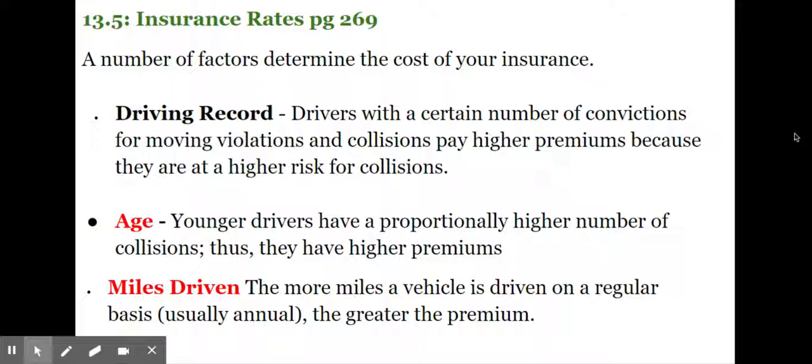Insurance rates are determined by a lot of things. First of all, you have these really smart people called actuaries. Anybody have an actuary in your family? Actuaries analyze statistics and group people into risk categories based on a number of things. So first, obviously, there's driving record. Drivers with a lot of convictions, moving violations, and collisions are going to pay higher premiums. Age. Sorry, teens, you're real high to insure.